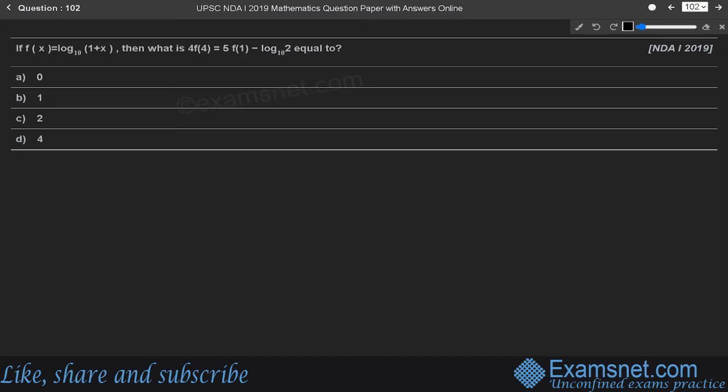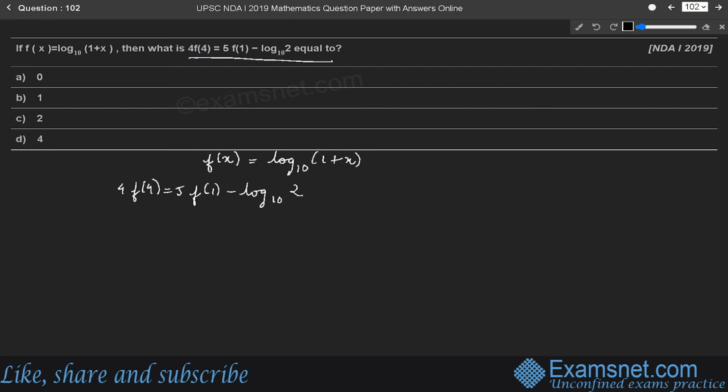Next question is, if f of x is equal to log base 10 of 1 plus x, then what is the value of 4f of 4 plus 5f of 1 minus log base 10 2 equal to? A function is given which is f of x equals log base 10 of 1 plus x, and we have to find the value for this particular expression.